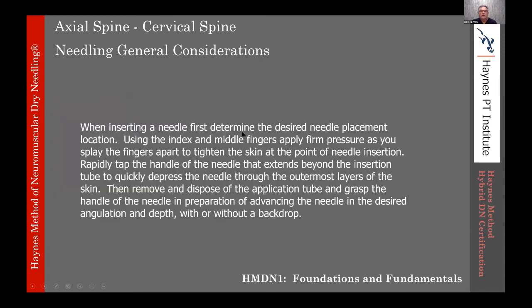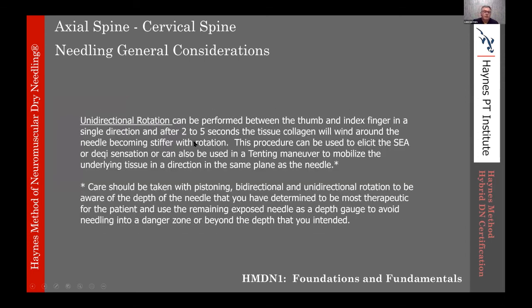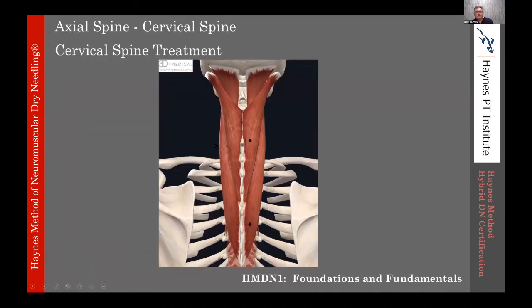When we're inserting a needle, first determine the desired needle placement location. We're going to use the index and middle fingers to apply firm pressure. We're going to do that splaying technique. Y'all have all submitted your videos, and we're looking good there, so I'm not going to go over that again. You did well on needle manipulation, pistoning, bidirectional rotation, unidirectional, and then again, care with the pistoning and so forth.